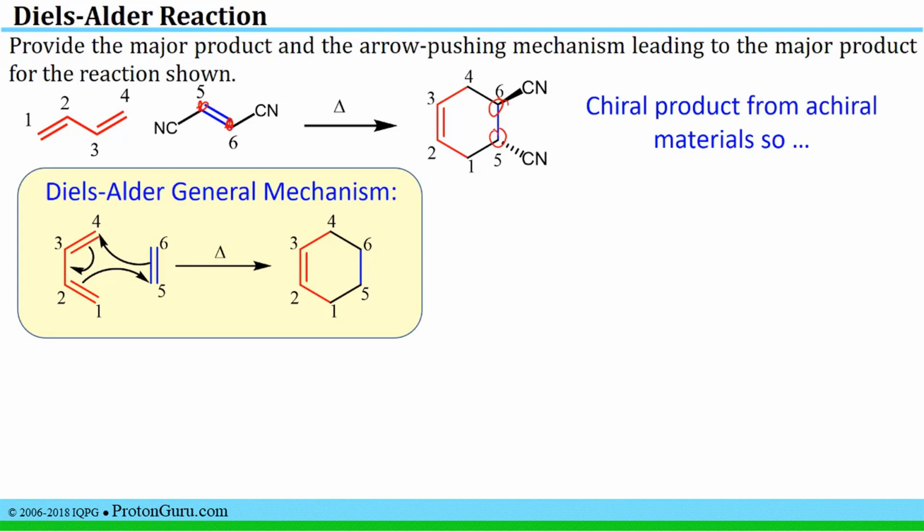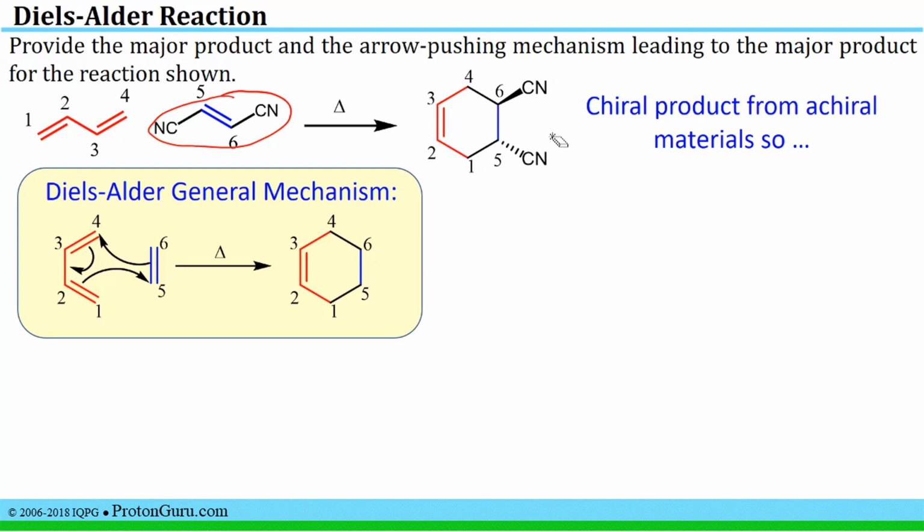Now you'll also notice that in the product I've drawn the two CN functional groups being trans to one another. That is because the Diels Alder reaction is concerted, which means there's no rearrangement of this trans alkene where the two CN groups are pointed opposite directions. So in the product they should be trans to one another as well.